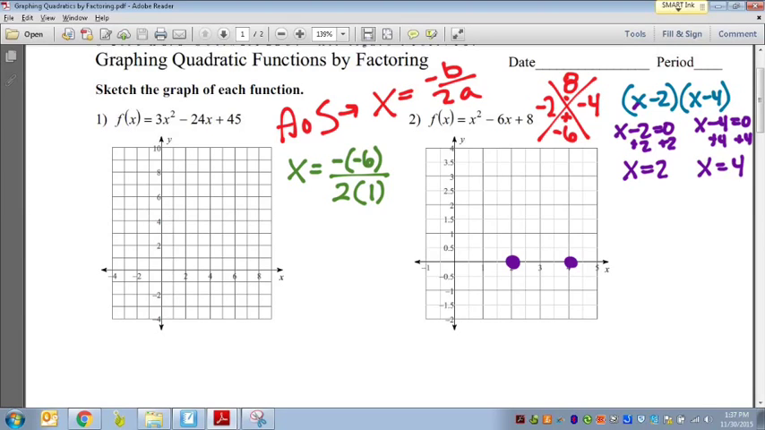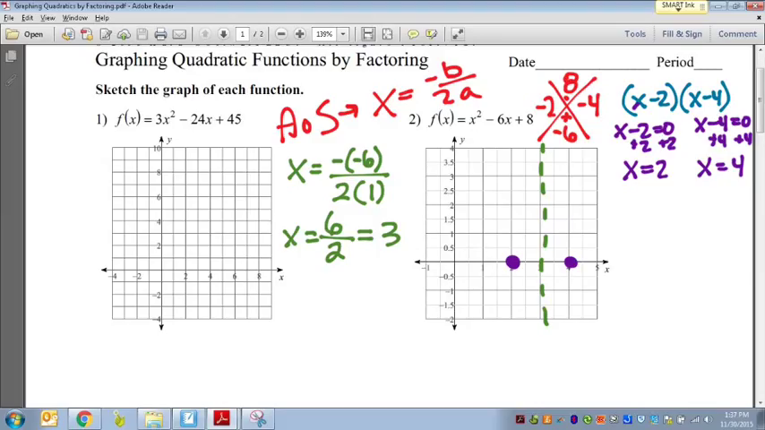So that's going to give me -(-6), which is +6. 2 times 1 is 2. 6 divided by 2 is 3. So that means my axis of symmetry, this dotted line, comes down and crosses here at 3.